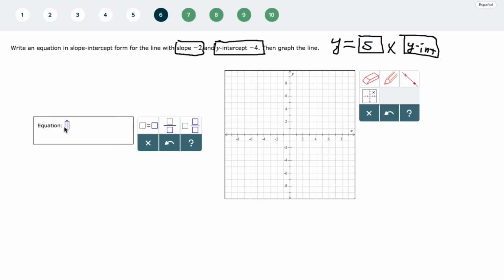So let's put it in our equation. Y equals whatever our slope is. We see our slope is -2. And then x, and then whatever our y-intercept is. Our y-intercept is -4.